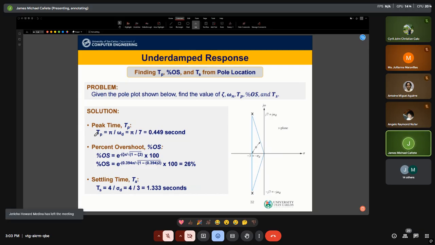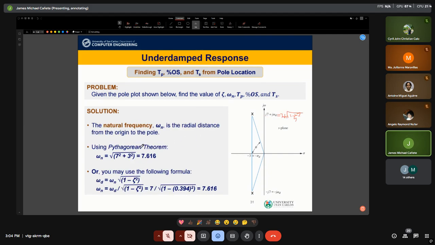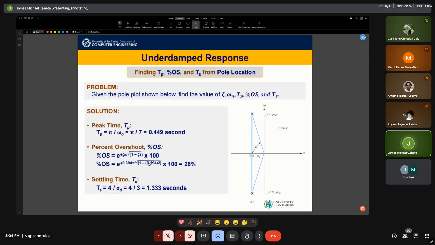Updated atong formulas for the peak time and the settling time. So, TP is just pi divided by omega sub d. Omega sub d is naa sa plot mismo. 7 na siya. So, pi divided by 7. And percent overshoot, you still have to use the formula. As long as you get zeta, which we solved earlier, substitute dire, you get 26%.